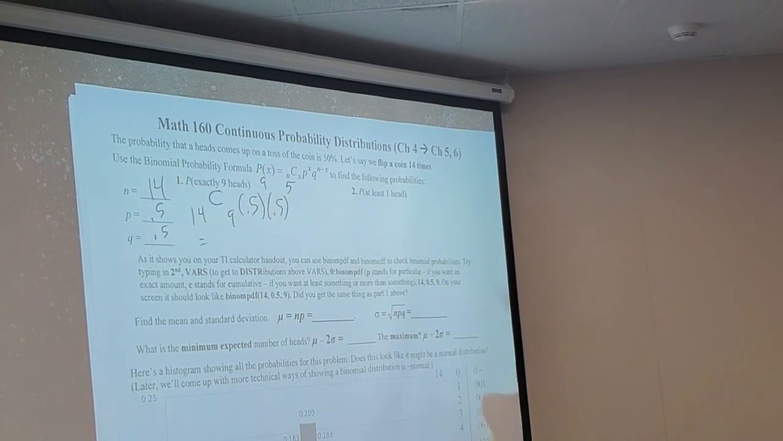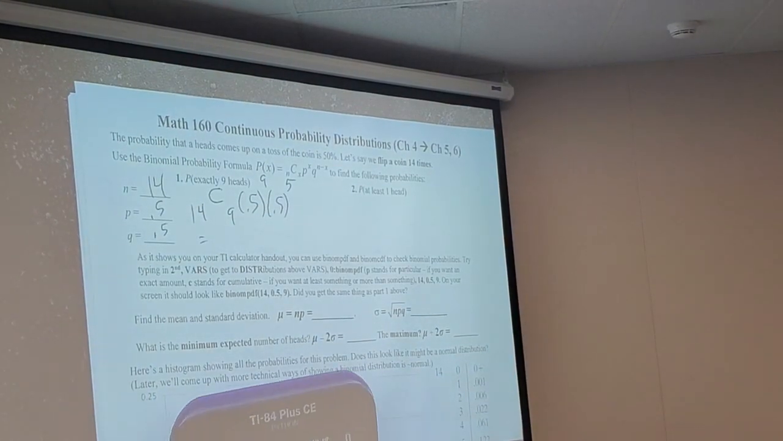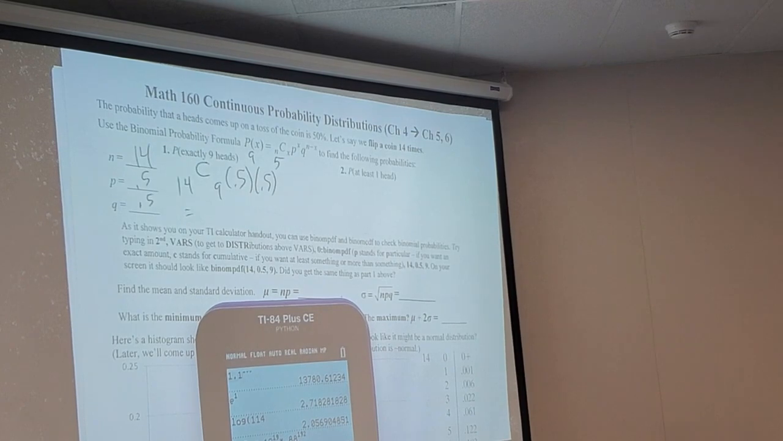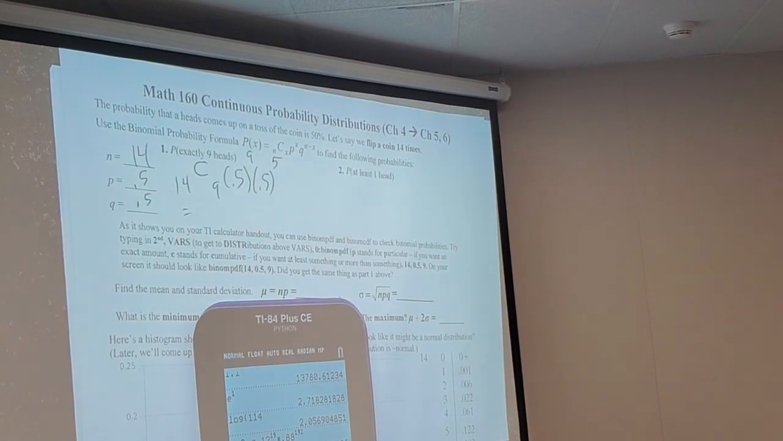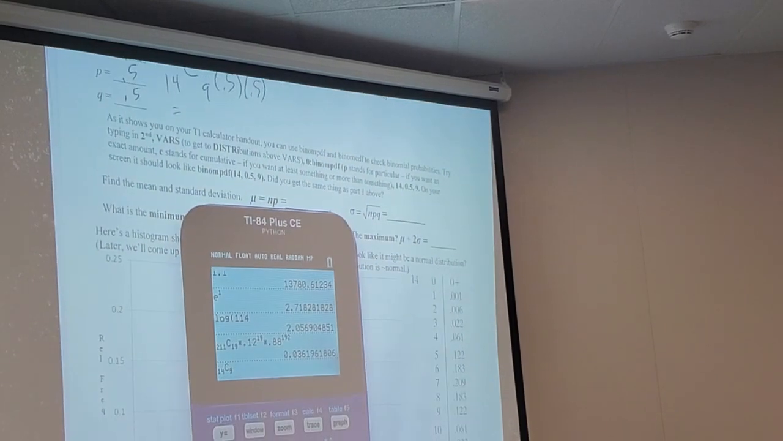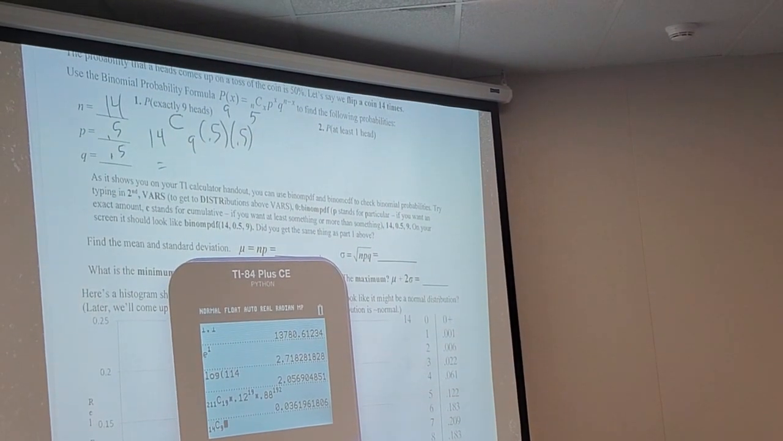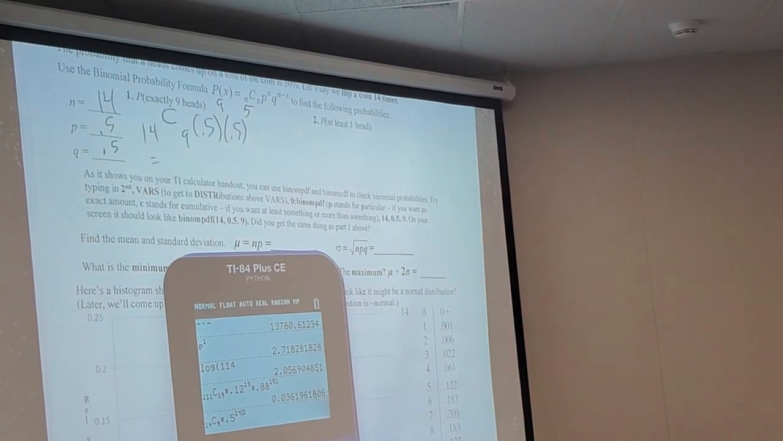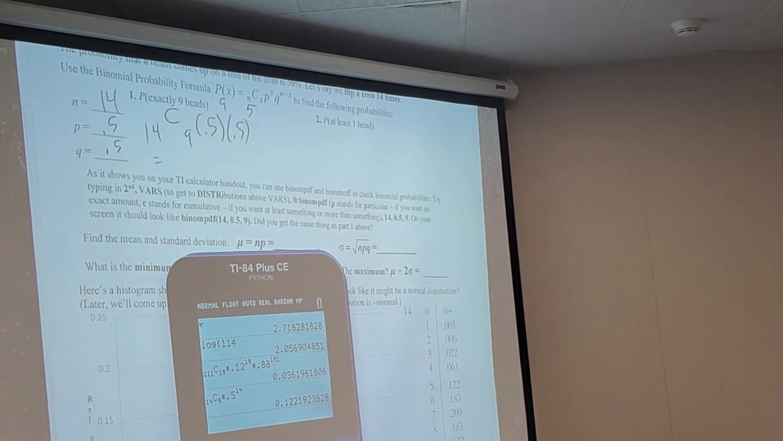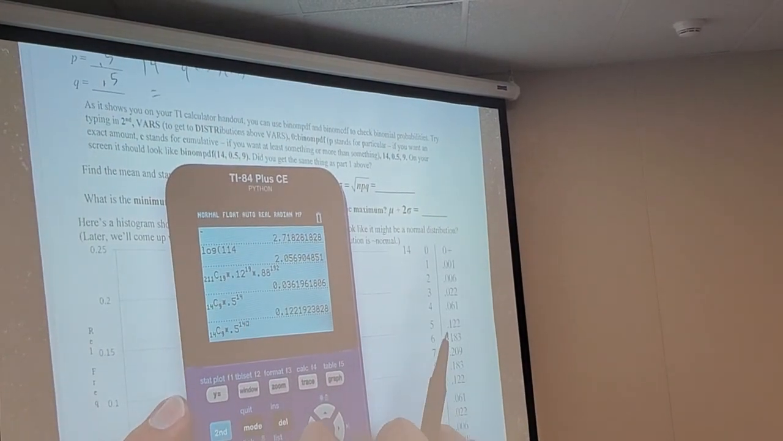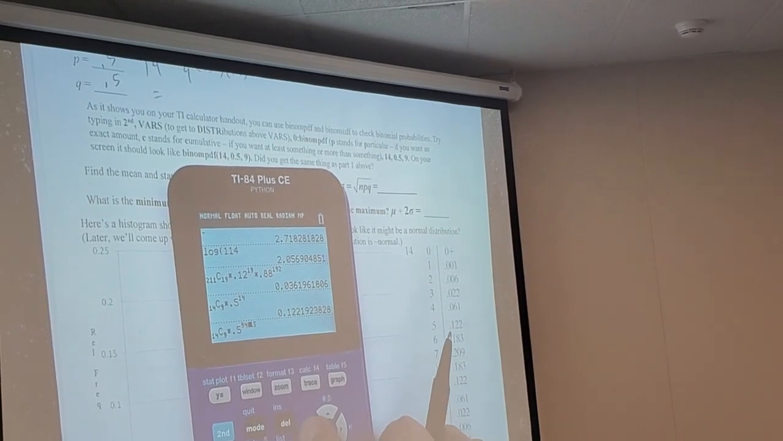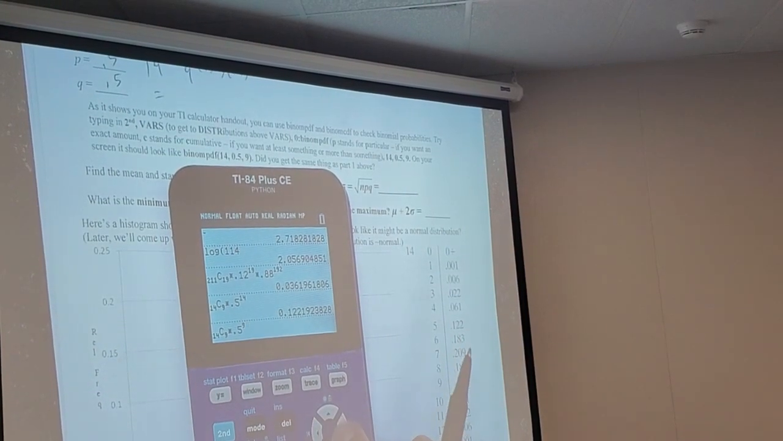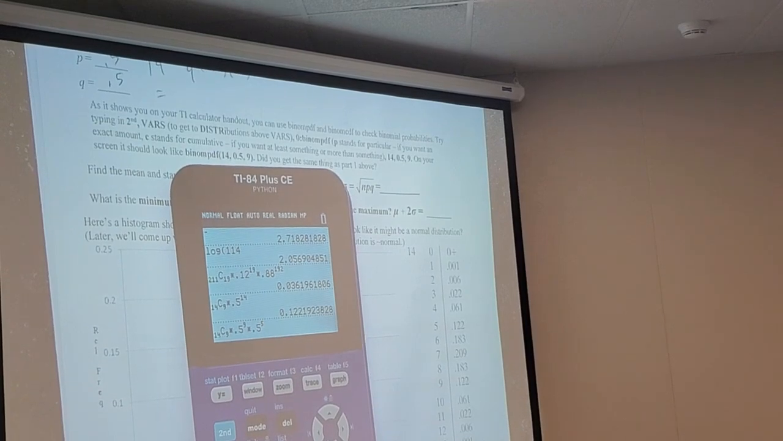Anybody put this in their calculator yet? What'd you get? 3051? Oh, I'm sorry, 3055? All right, let's see. 14 choose 9 times 0.5 to the ninth times 0.5 to the fifth. I'm just going to do 14 because that's what you get. So I get 1222. Let me do that just so you guys know I'm not cheating or anything.